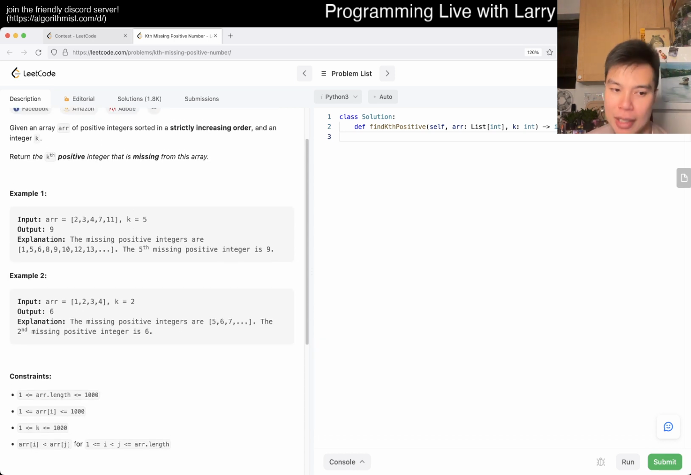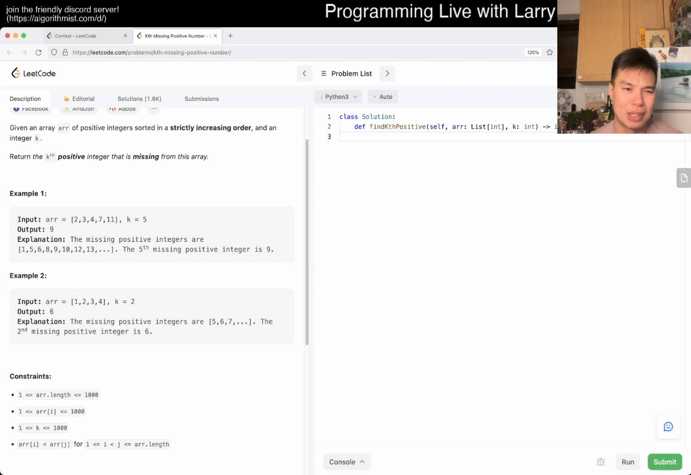That would be linear time, right? How is that linear time? Well, you basically just increment one at a time, and because it is in strictly increasing order, you basically just go through all the elements, right? So you can definitely do that. And that's linear time, constant space.